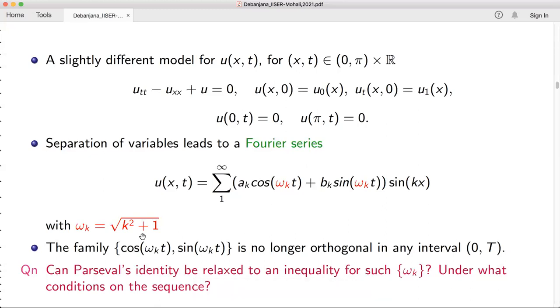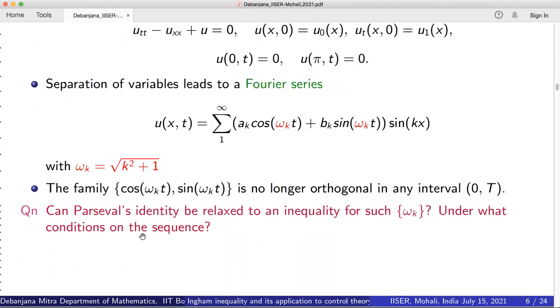Okay, and then the problem is that this cos omega_k t and sin omega_k t are no longer orthogonal in any interval 0 to T. And hence, wherever we used the Parseval identity for such a basis function or such a family, we could not use it again.